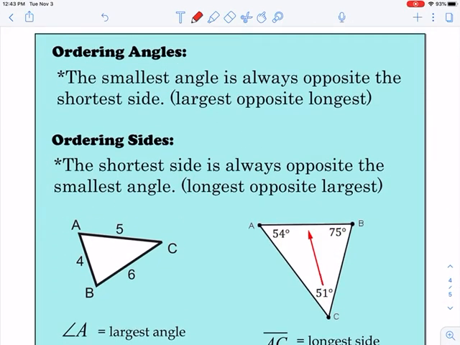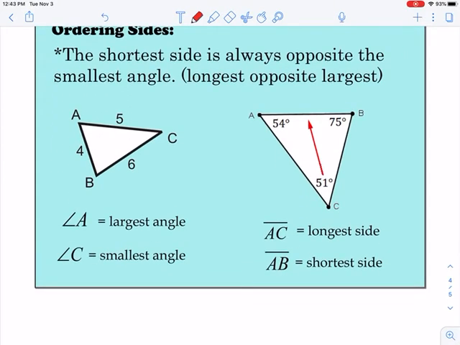Okay, we can also order angles and sides. The deal with the angles is that the smallest angle is always opposite the shortest side, and the largest is opposite the longest. And vice versa, you could do the same thing with the sides. The shortest side is always opposite the smallest angle, or the longest is opposite the largest.